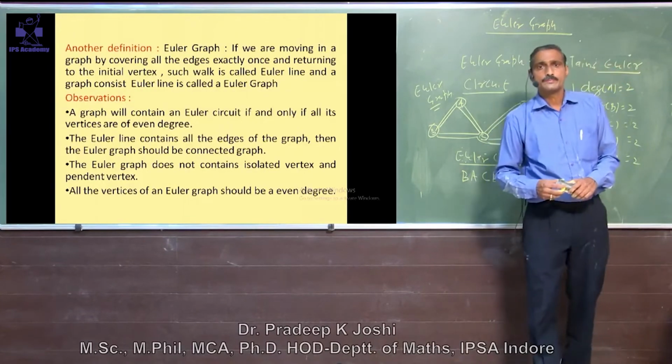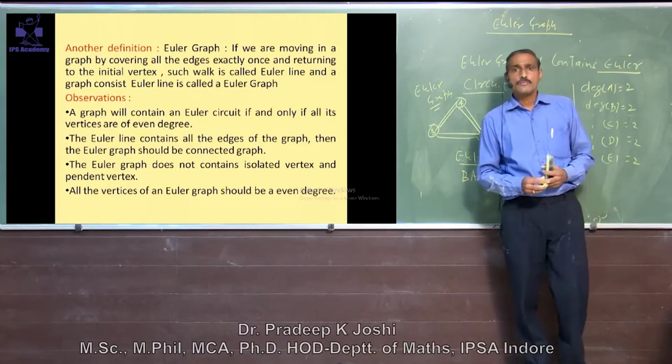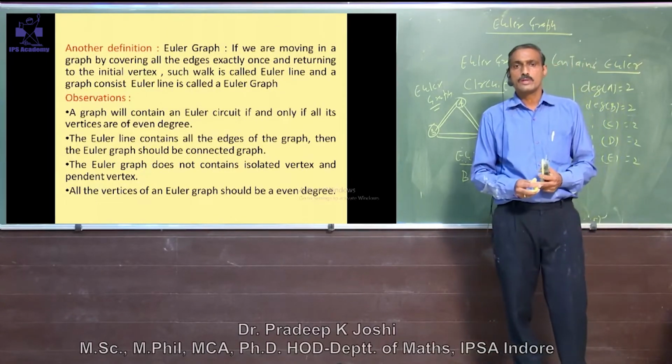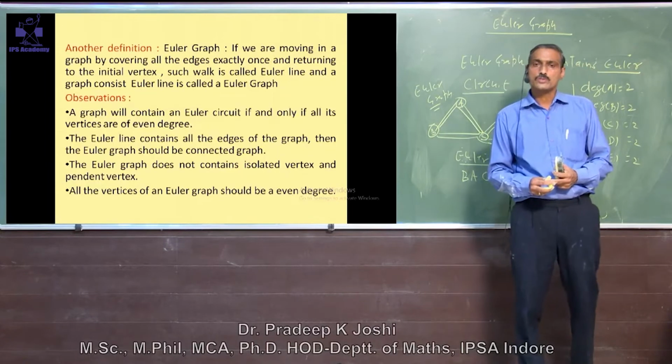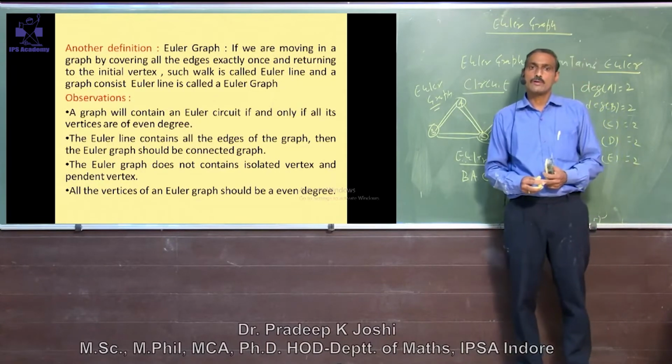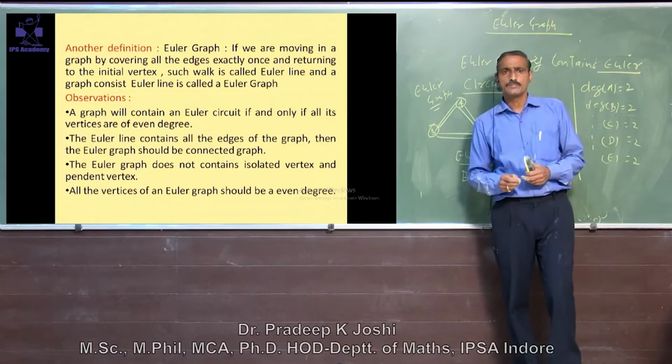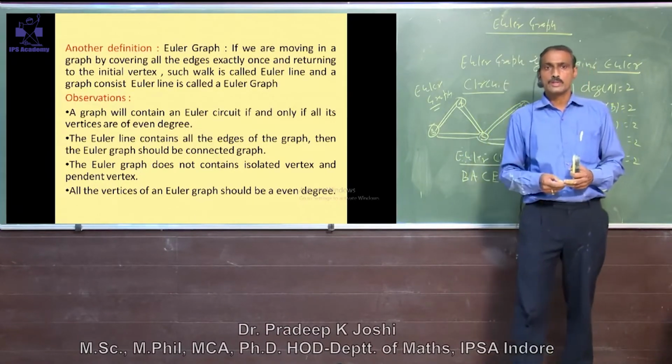The other definition: if we are moving in a graph by covering all the edges exactly once and returning to the initial vertex, such a walk is called an Euler line, and a graph consisting of an Euler line is called an Euler graph. Similar to the previous definition. Now there are some observations about the Euler graph.